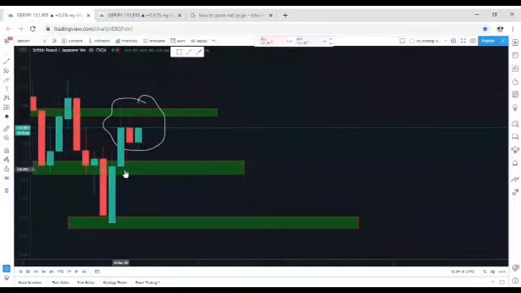This one bought to this resistance. Now this one sold to this resistance. Now this one has formed the low. You can see the wick.